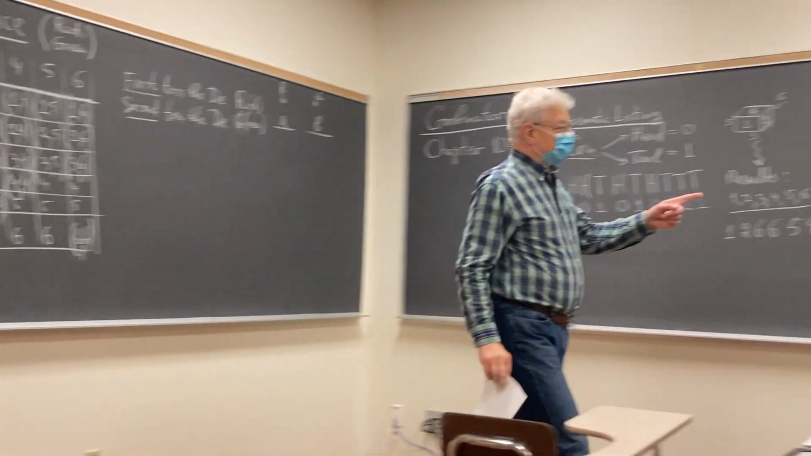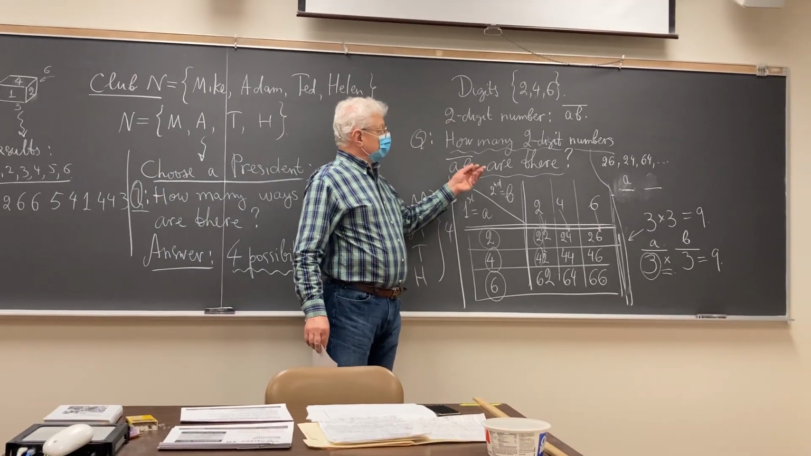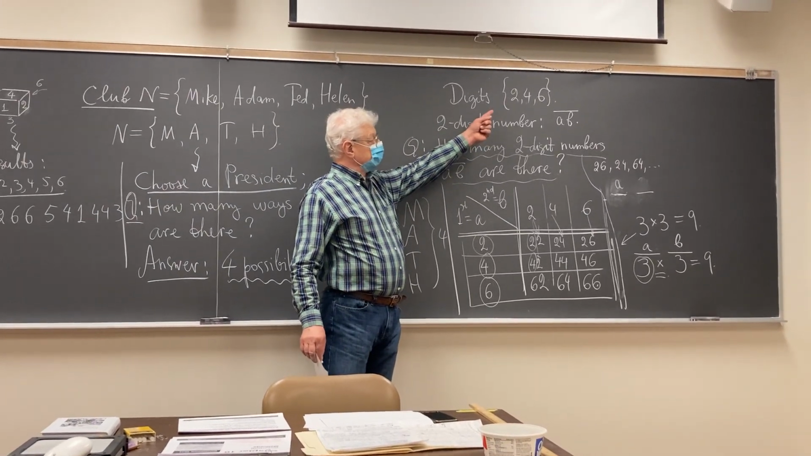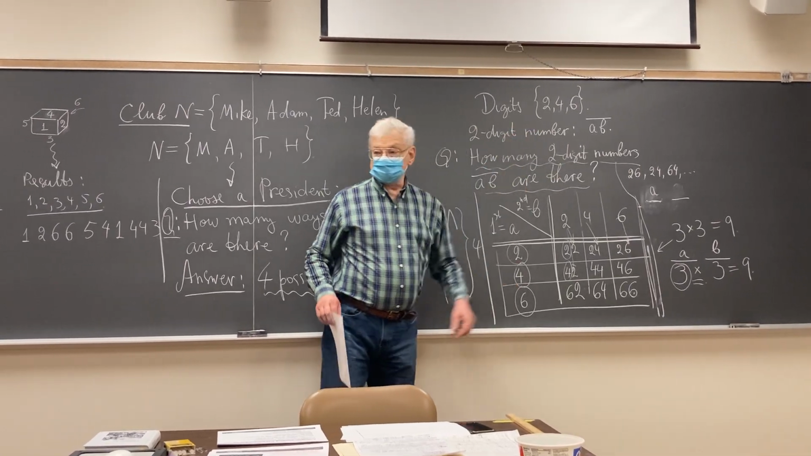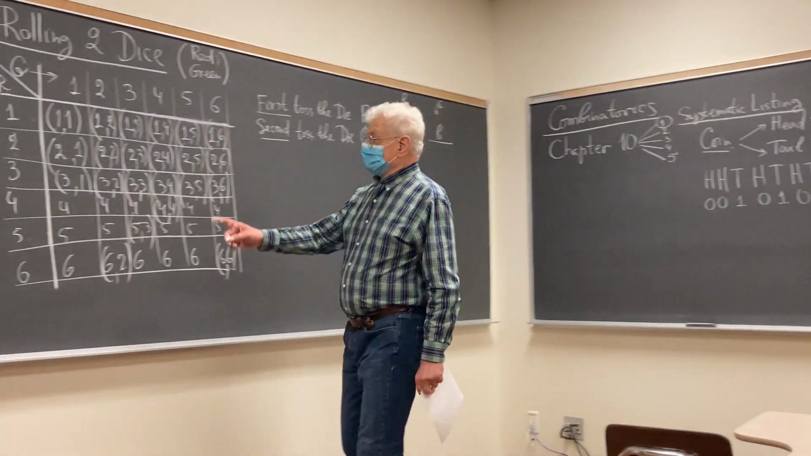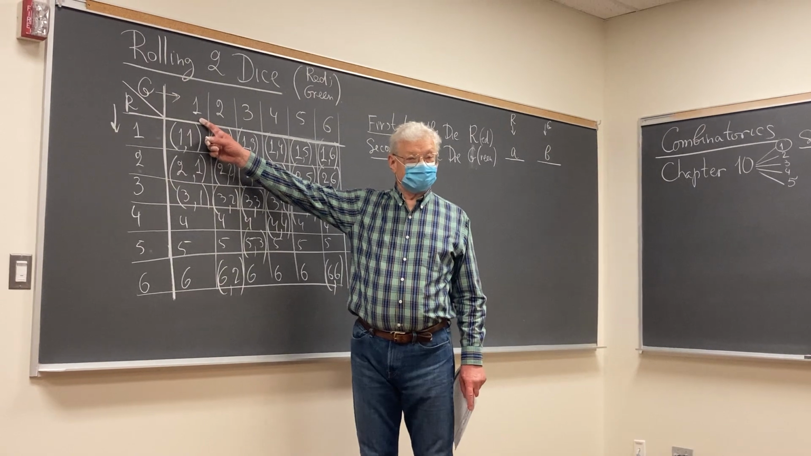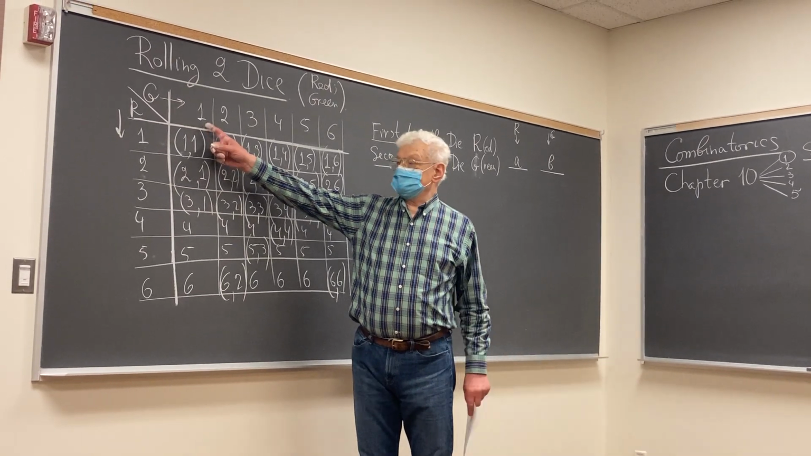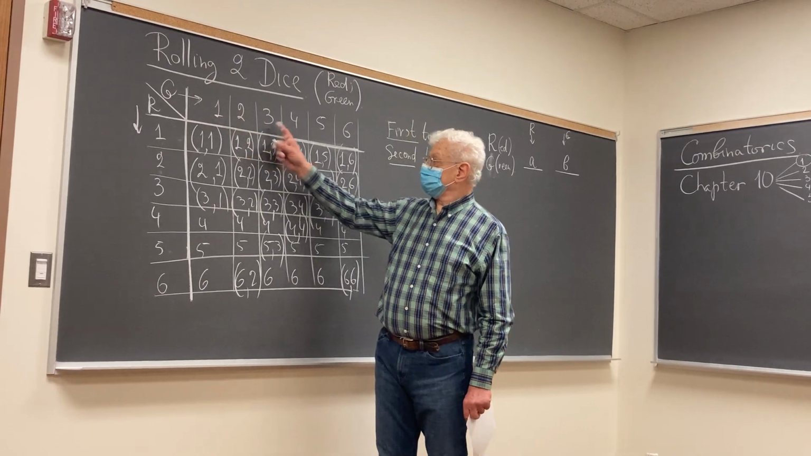Isn't it the same problem as here, but in a little bit different way? Here we consider the digits 2, 4, 6 and 2-digit numbers consisting of these digits. Now we have also 2-digit numbers, but the alphabet, I didn't say this word yet, but let me just mention it right now, for the first time. The alphabet is 1, 2, 3, 4, 5, 6.